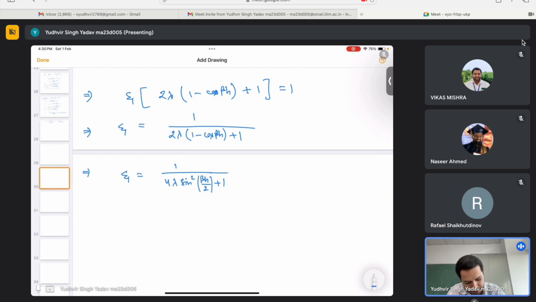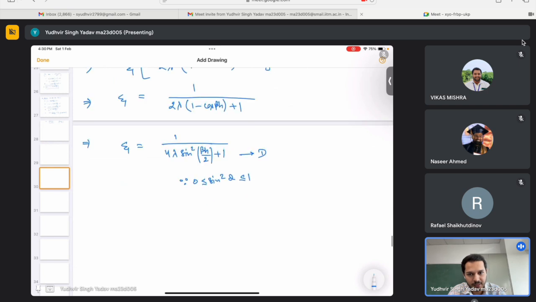So here again, you can see that sine square theta is always between 0 and 1. So let us denote it as d, the denominator. So always the denominator will be greater than or equal to 1. No matter what value of step size h or lambda we take, it will always be greater than 1, which implies that modulus of xi is always going to be less than or equal to 1.